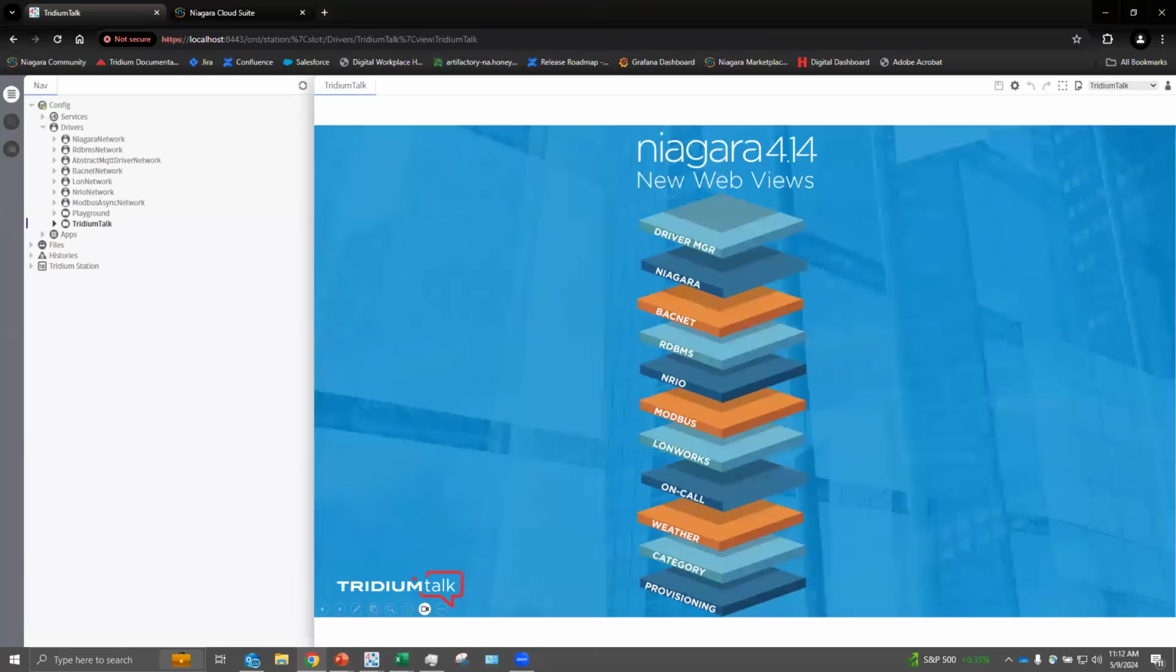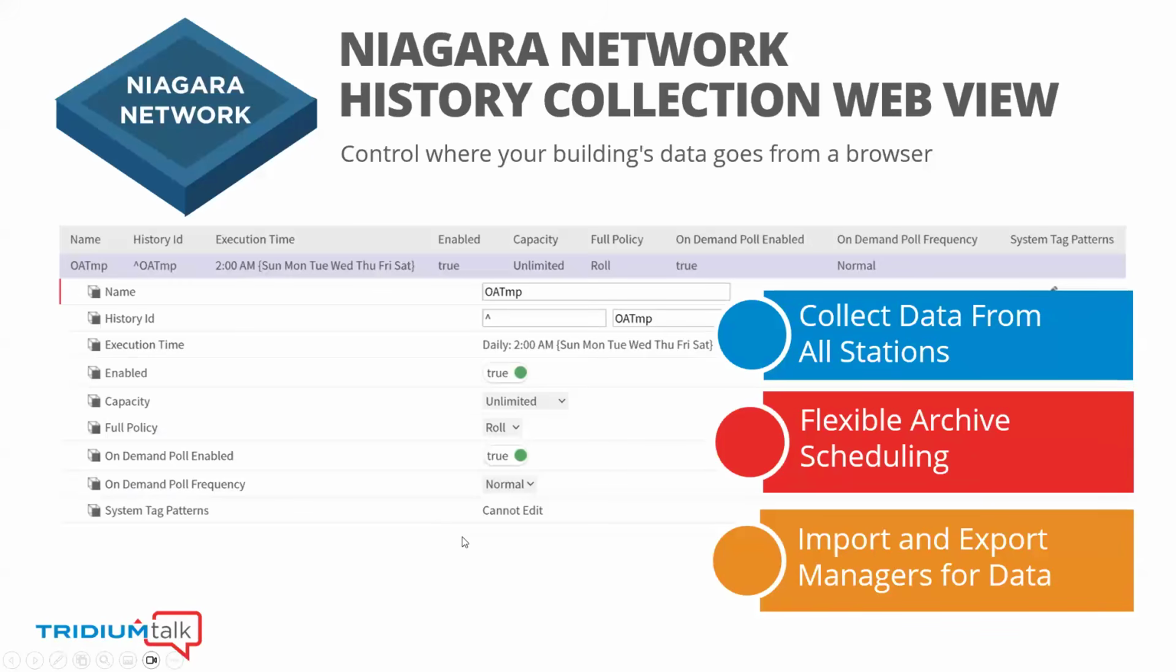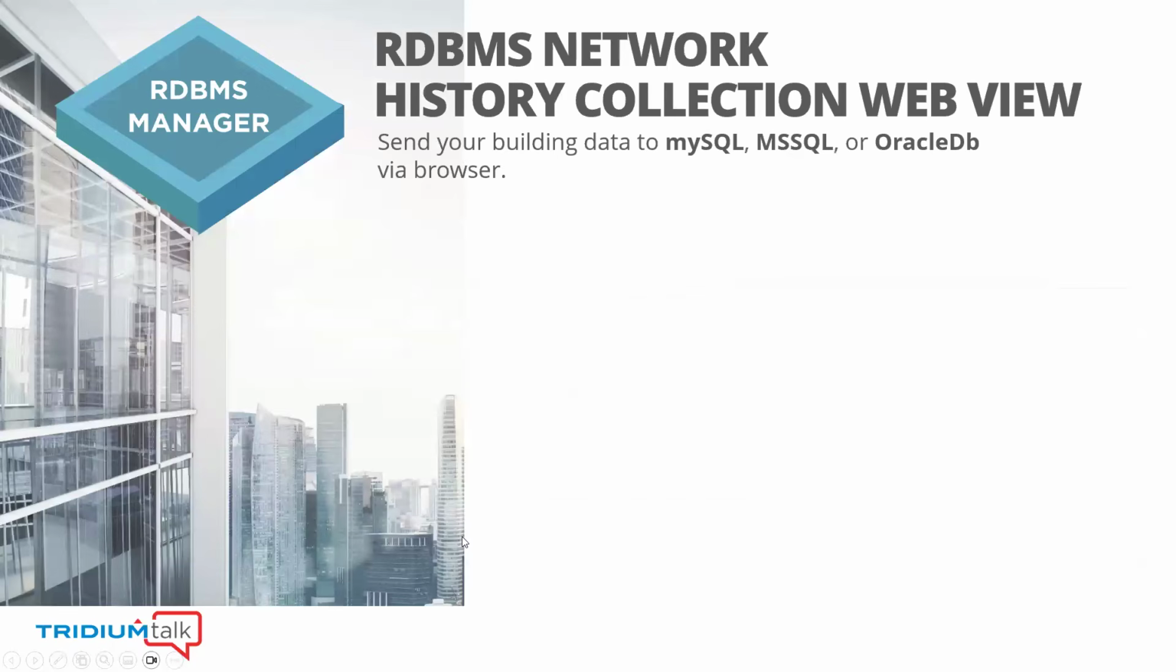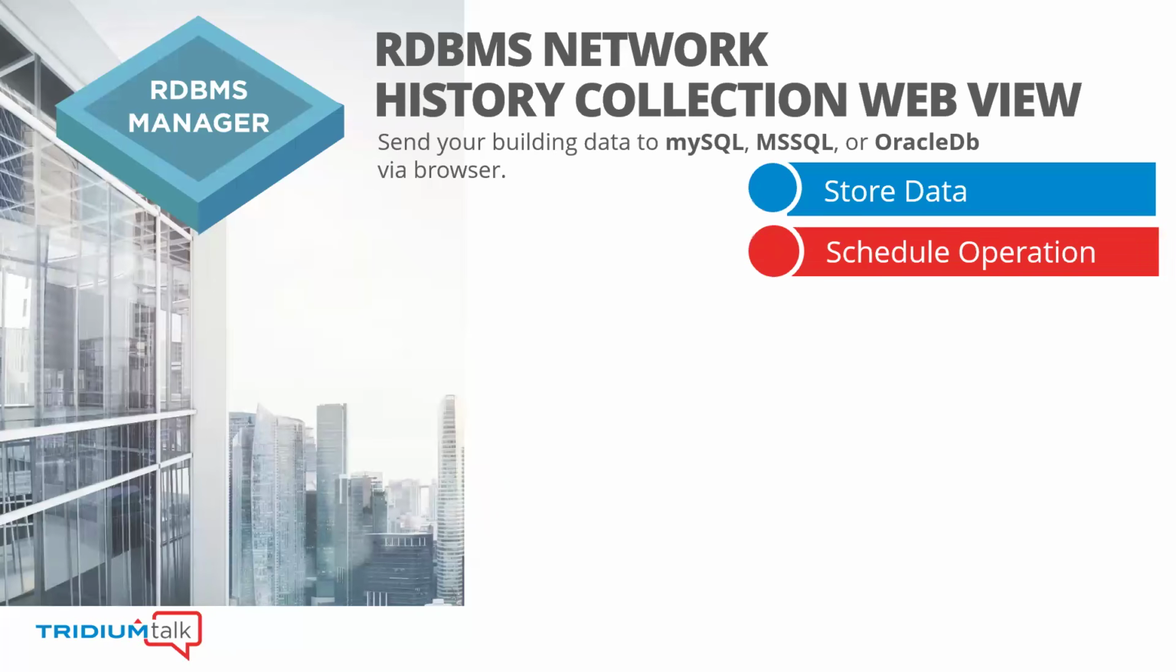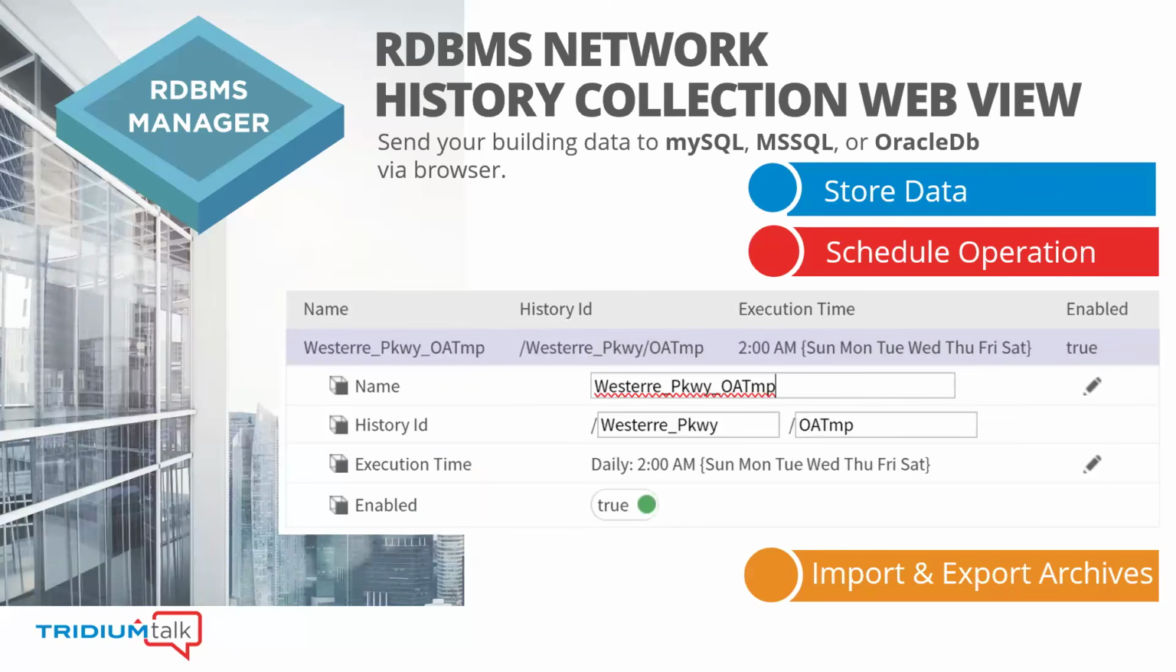All right, so let's get back into TridiumTalk here. RDBMS network, why would you use this? So the RDBMS network, if you haven't got a chance to use it, is utilized primarily to export histories and alarms to a relational database.